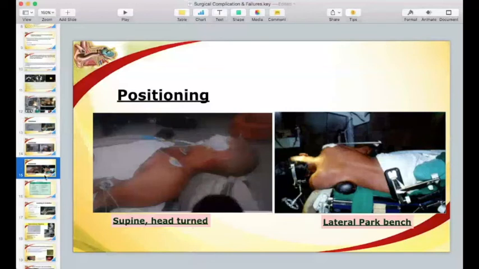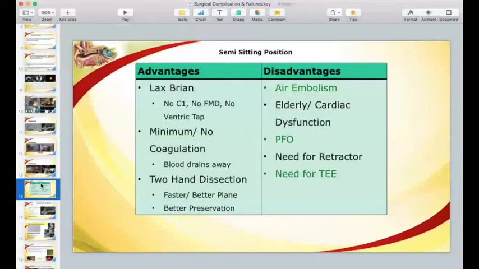But you must remember, though semi-sitting is an advantageous position because of the lax brain and minimum or no coagulation, and the blood drains away, two-hand dissection technique, very easy. So you can do a very fast surgery with better preservation. But there are distinct disadvantages of air embolism, and it's not really very suitable for elderly and cardiac patients. And you also need retraction to lift up the brain when you are doing in a sitting position. You need to have transesophageal echocardiography.